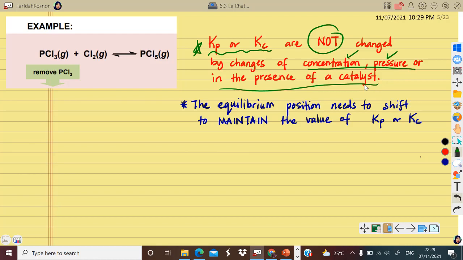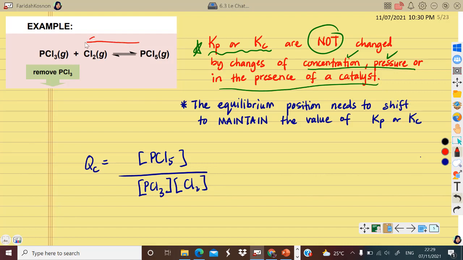Okay, so kenapa ini berlaku? Jadi maksudnya sekarang kalau kita tengok, paling mudah kita refer kepada QC expression. So QC expression for this example is concentration of PCl5 divided by concentration of PCl3 times concentration of chlorine gas. Okay, jadi tadi kita dah bincang bahawa to reach the new equilibrium, to replace the concentration of PCl3 yang berkurang ini, reverse reaction is favorable. Maksudnya equilibrium position akan shift to the left.